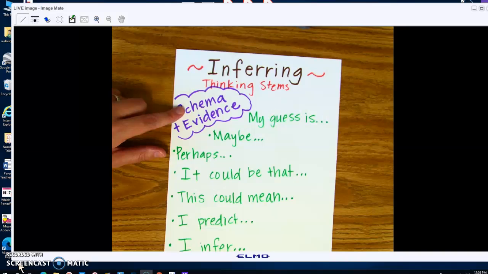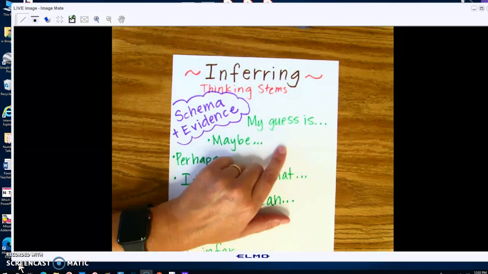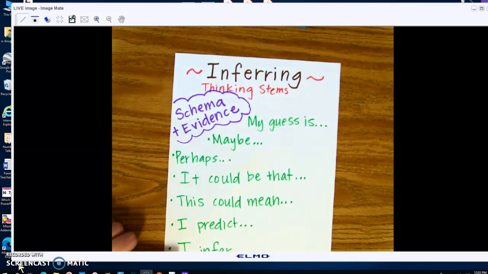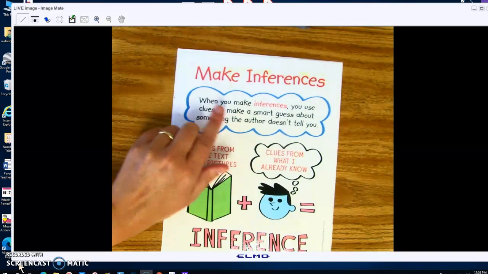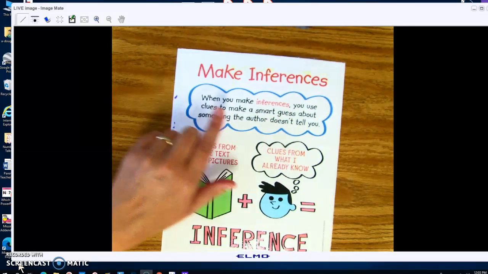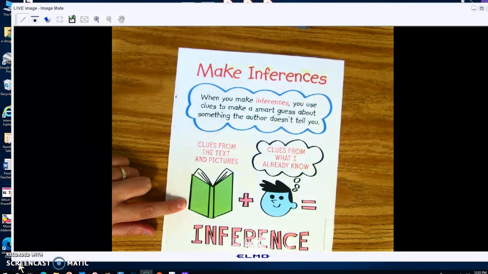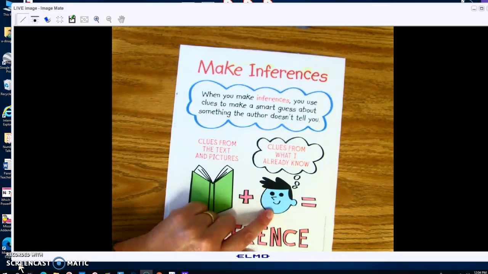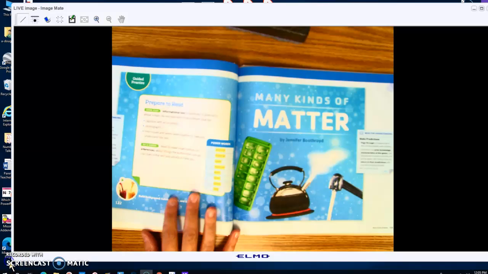So we take what we already know in our brain plus the pictures or the words in a story, and we can make guesses as to what something is or what's going to happen. Or we say maybe or perhaps or could be that or I predict or I infer or this could mean. Okay? So making inferences. When you make inferences, you use clues to make a smart guess about something the author doesn't tell you. Clues from the text and pictures, text or words, plus clues of things you already know, your schema, equals an inference. So I want you to get out your reading books.